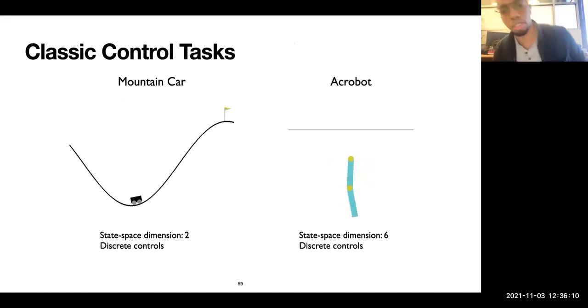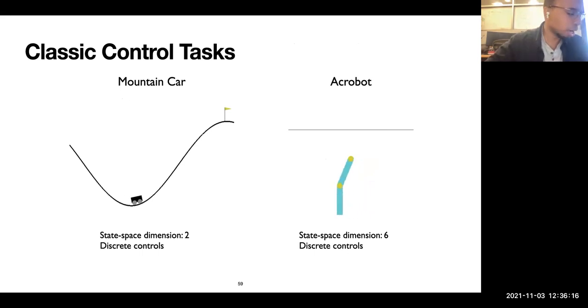Okay, so let's move into some experiments. The first thing we want to do is compare these methods on these classic control tasks. Specifically, we're going to compare against two of them. Here we have Mountain Car: an under-actuated car, and the goal of the task is to get this car up the hill to visit this little flag.